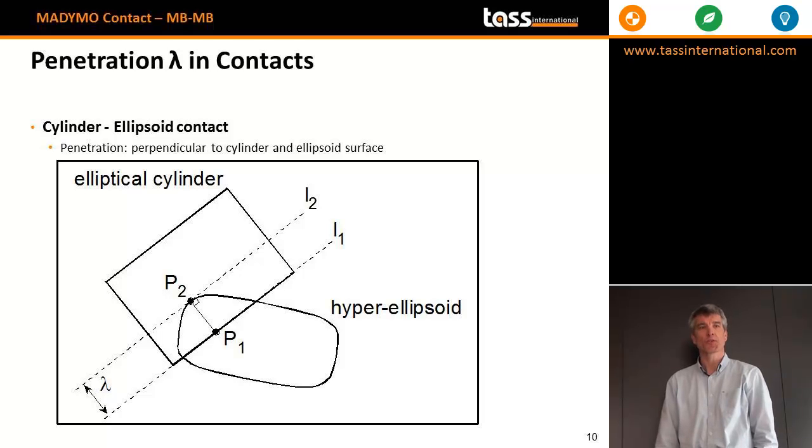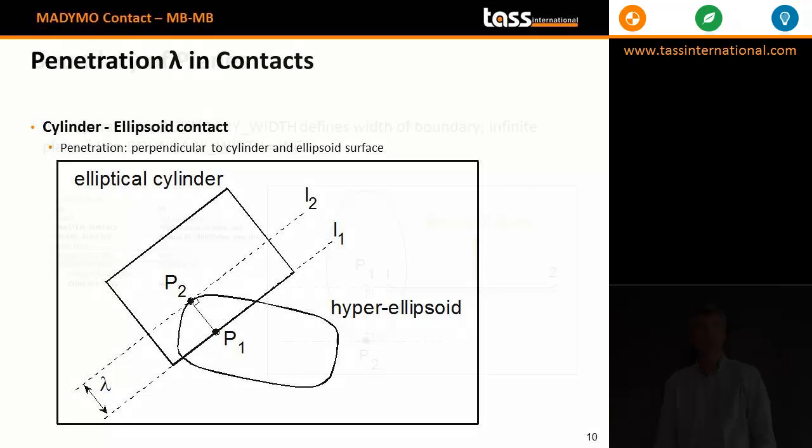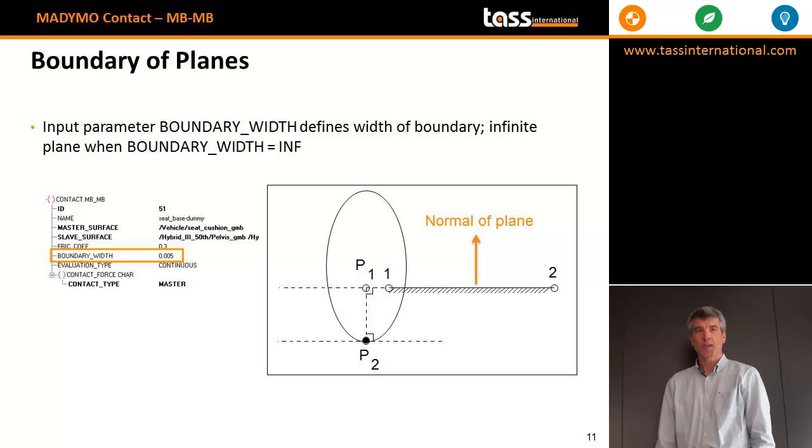Something similar is occurring for the cylinder-ellipsoid contact, as you can see here. Boundaries of planes. Let's assume you have a plane-ellipsoid contact. In this case, in the picture you see that the ellipsoid is moving to the left in such a way that the penetration is outside the plane. You might imagine that if this is happening in one time step and the contact force is high, you will have a tremendous drop in contact force, because if it's outside the plane itself, the contact force will be 0.